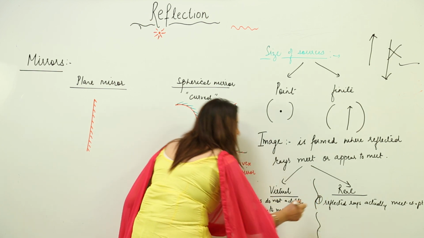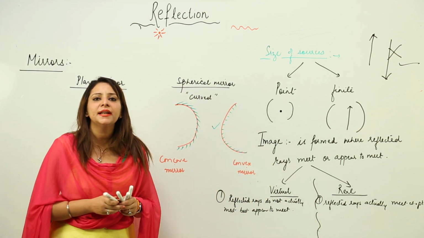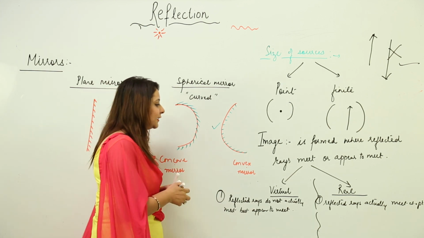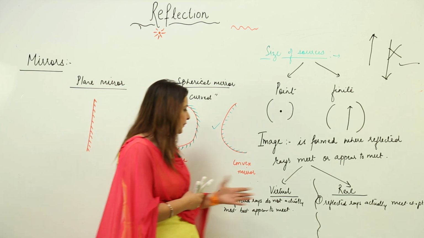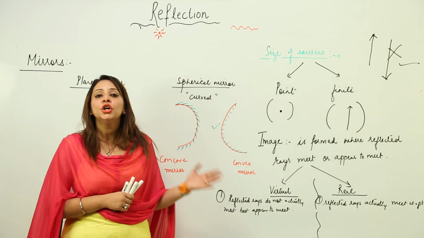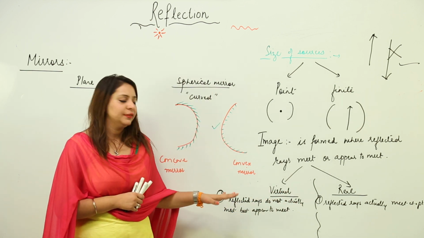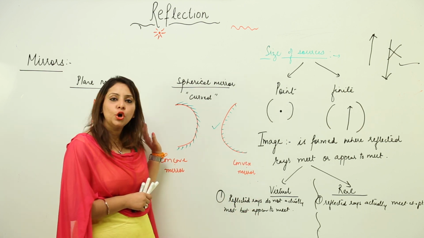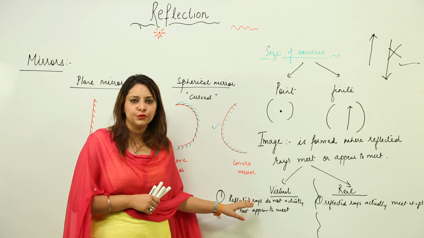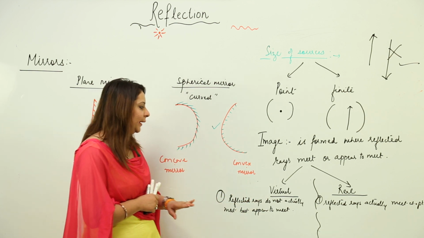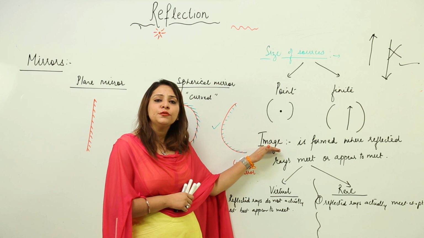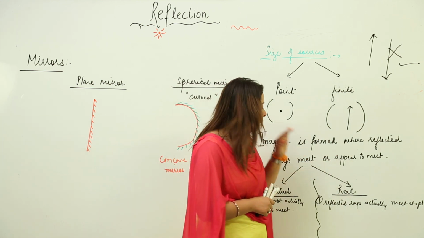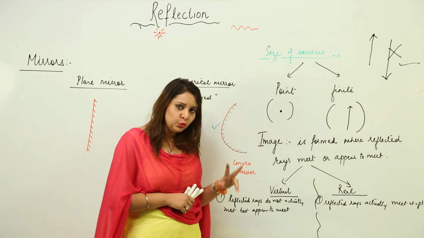That means we hypothetically assume that they appear to meet at a certain point, but otherwise they are not meeting. You must be thinking, what kind of definition did I write for real and virtual image? Don't get confused, just note the points as I am telling you, but the time I draw a ray diagram, these points will be more clear to you. For now you should only know that an image is formed at that point where reflected rays meet or appear to meet. So depending upon that, we have two kinds of image.